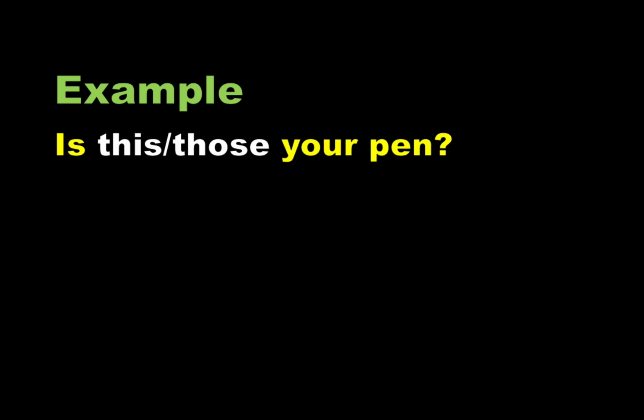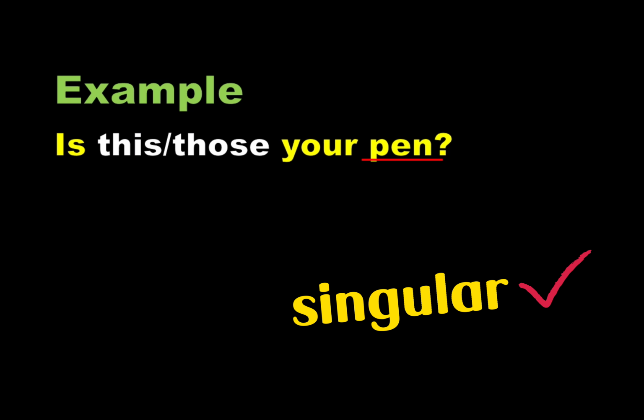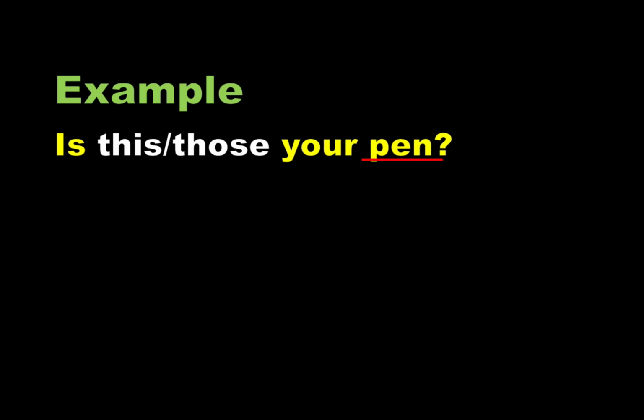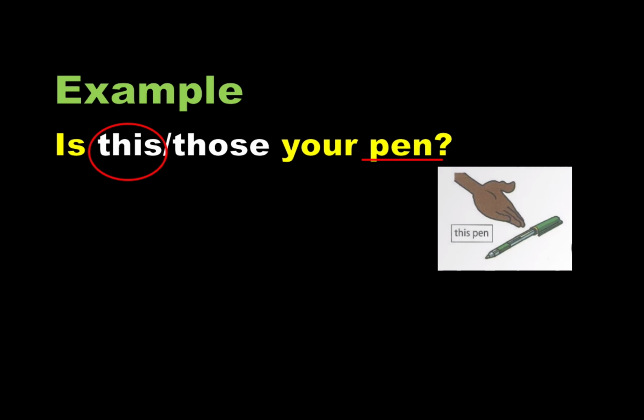Let's try some examples, shall we? Is this, those, your pen? If they're not showing picture to you, how do you identify either it's a singular noun or plural noun? You can see the word pen. Pen is a singular, which is one pen. So the answer for this question is this. Is this your pen?